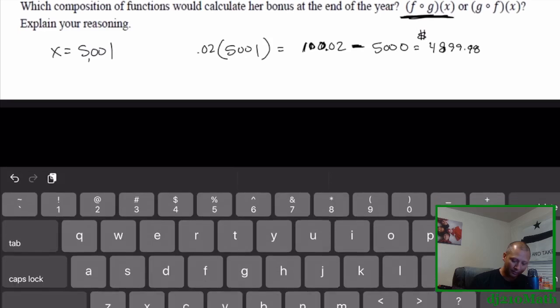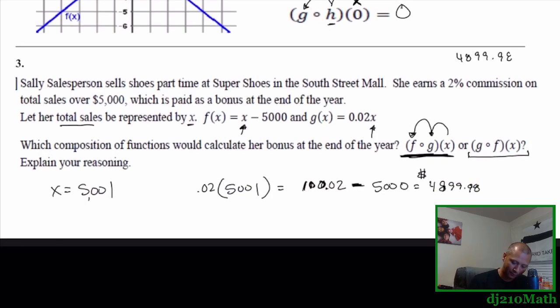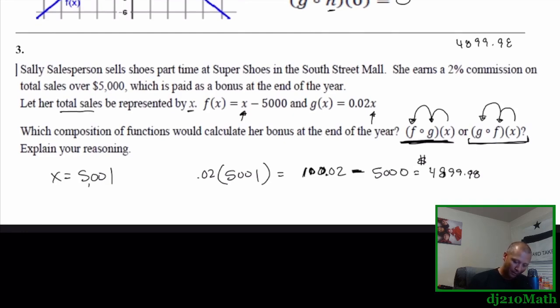So let's try the other one. G of f of x. Here, let's just put that on the back burner. I'll write that off to the side: 4,899.98. All right. So again, same problem, but this time it's g of f of x. So I'm going to take x and plug it into f first, and then take whatever comes out and plug that into g. So again, we're letting x equal 5,001.